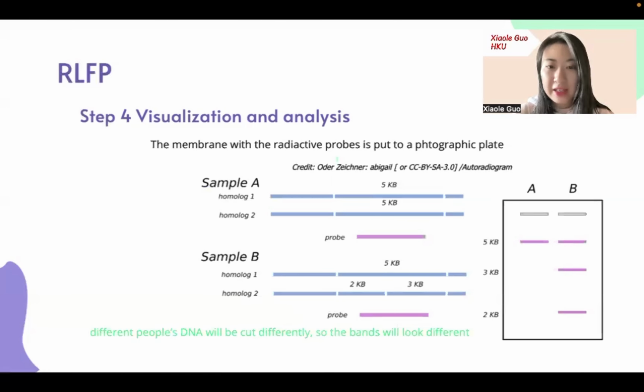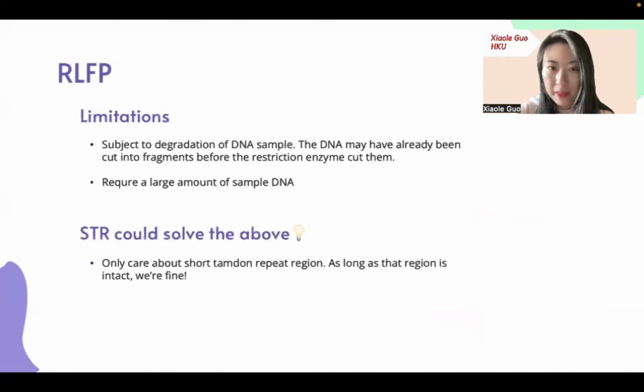This is a simplified illustration of the result we get from the RFLP analysis. So here, as we can see, the two samples' DNA sequences are indeed cut differently. The first person's DNA is cut into a piece with 5K base pairs, and the second person is cut into two pieces, one being 2K base pairs and the other being 3K base pairs. Since everyone's DNA is cut differently by the restriction enzyme, the bands will look different, and we can leverage that difference to identify each person.